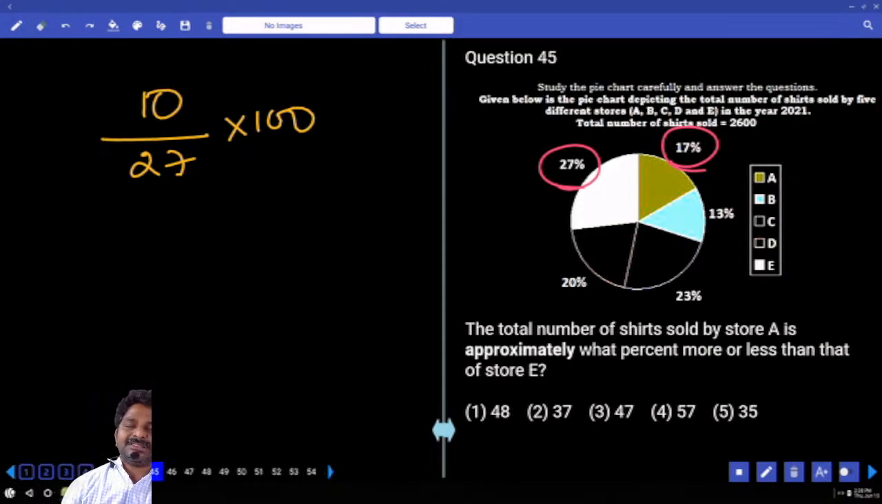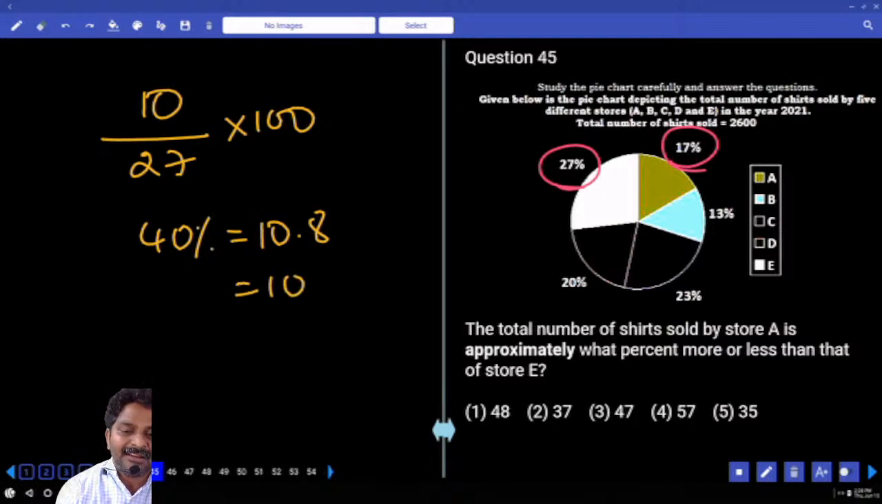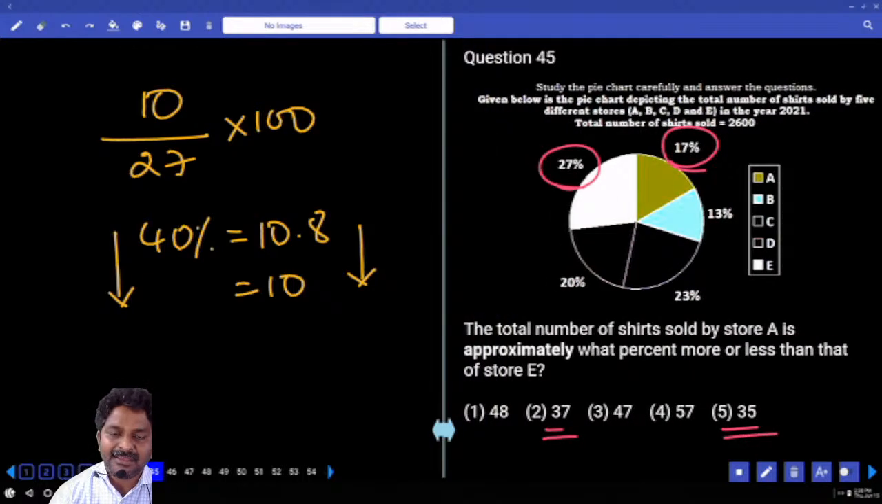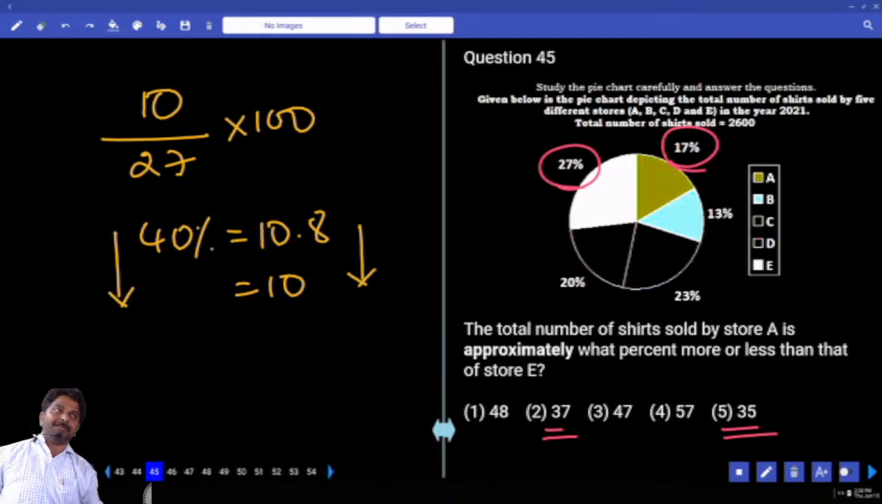What is 10% of the denominator? 2.7, double is 5.4, again double is 10.8, so 10.8 is equal to 40%. And we need 10, which is less than 10.8. That means the answer must be less than 40%. Look at your options. You have 2 options, 37 and 35.